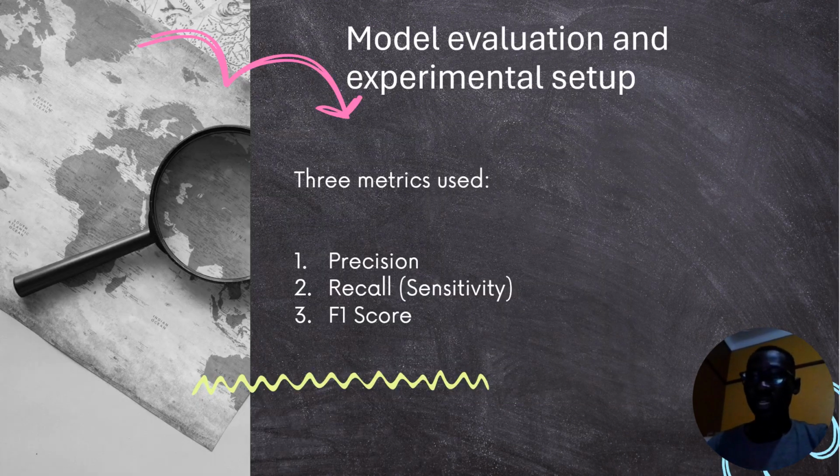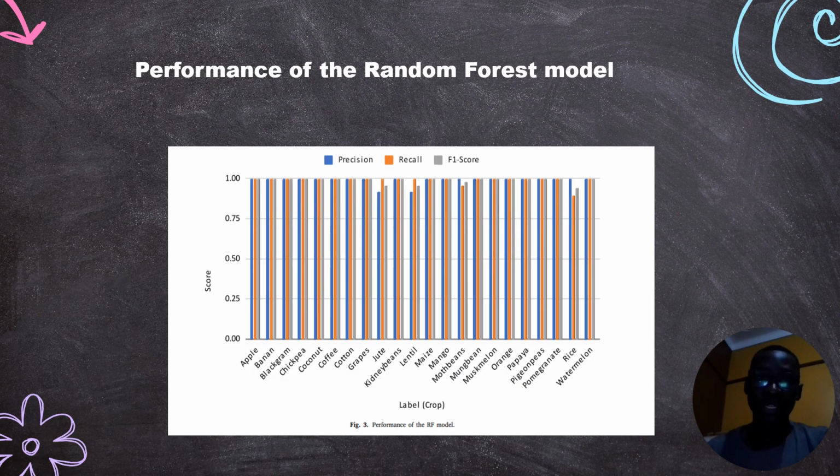Then if we continue, we are going to see the model evaluation and experimental setup. So here they used three metrics. One is precision, two is recall, that is sensitivity, and then three is the F1 score. So we are going to see now how these three metrics are plotted using different models.